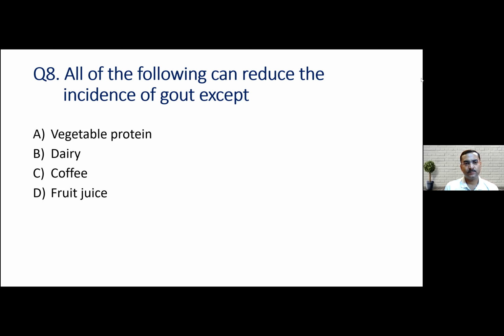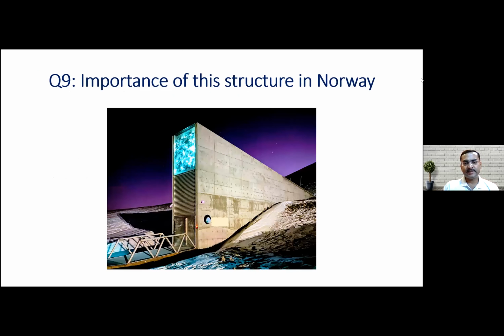Okay. So question number 9. Again, this is a general knowledge question. The structure that you are seeing here is a massive structure which is located in an island. Norway owns this island in the Arctic archipelago. So what is the importance of this structure? And it has something to do with nutrition. So that is why it's there in this quiz. Importance of this structure in Norway, in an island in Norway, in a remote island in Norway, built into a mountain. Importance of this structure.